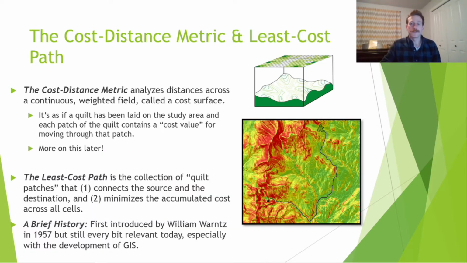So now we're at the cost distance metric, which is a way to analyze distances across a continuous surface that is also weighted. And we call that a cost surface. The way I would think of it is, right now at least, like a quilt that's been laid down on the earth, and each patch has a certain value, what it takes to move through it. And your least cost path is the collection of quilt patches that you have to move through that's going to connect you from where you are to where you want to be and minimize that total accumulated cost.